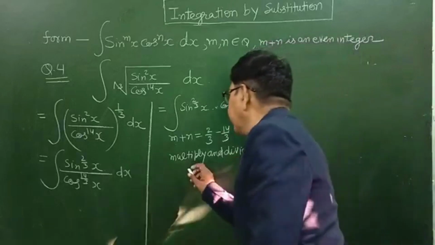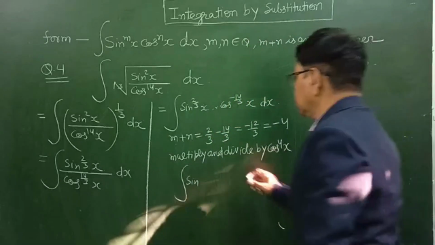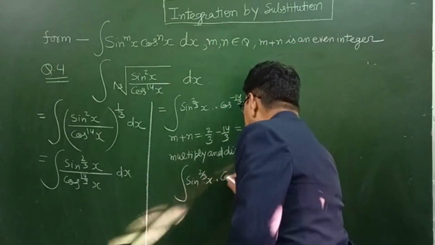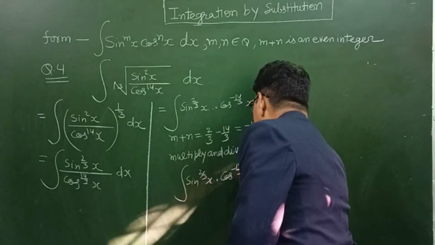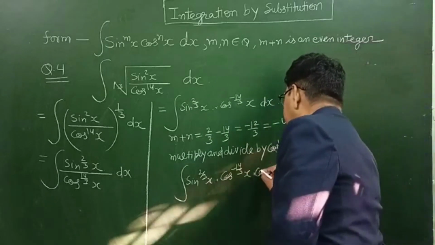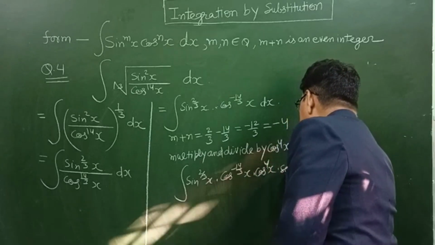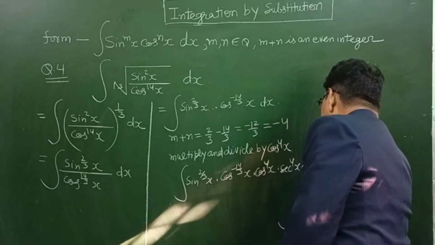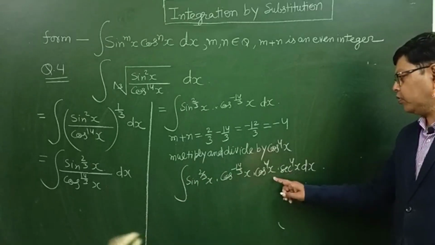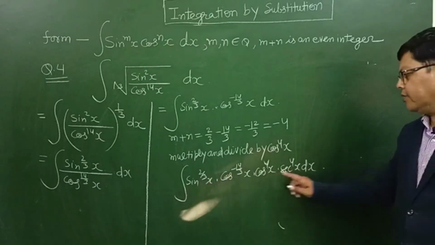That is, we can write this integral as sin^(2/3) x cos^(-14/3) x into cos 4x, and divide by cos 4x. When we write this, we can write this as sec 4x dx. So balancing like this, cos 4x into sec 4x. Dividing by cos 4x means multiplying by sec 4x. So this is balanced here.